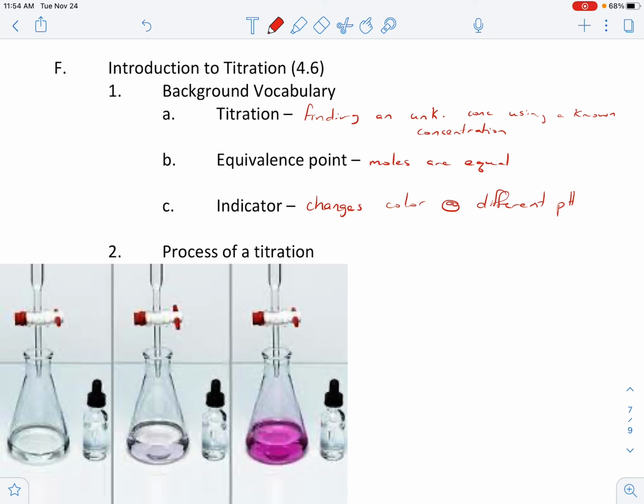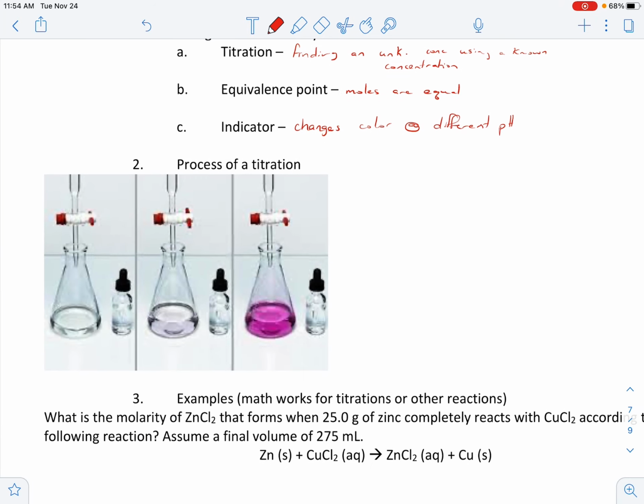Most of the time this is an acid and base reaction, but there are some redox titrations as well. But for our purposes right now, this is an acid-base reaction. And we have maybe an acid in here, and we're adding a base to it. Either one could be unknown and the other one could be known. It doesn't matter. Then we drop a couple of drops of phenolphthalein.